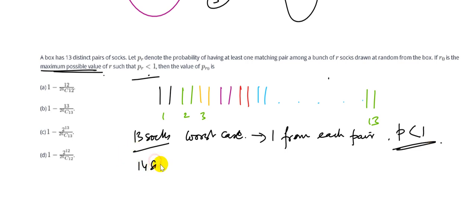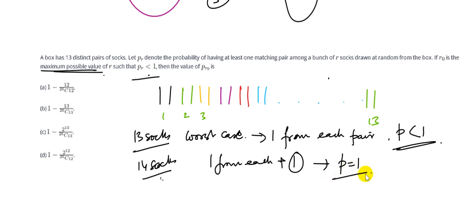If I pick 14 socks, then what happens? 1 from each pair, this is the worst case, plus 1, and this one has to match one of the 13. So if I pick at least 14 socks, then probability is 1, we definitely get a pair. So the maximum possible value of R, so that P(R) is less than 1, is 13. Clear?